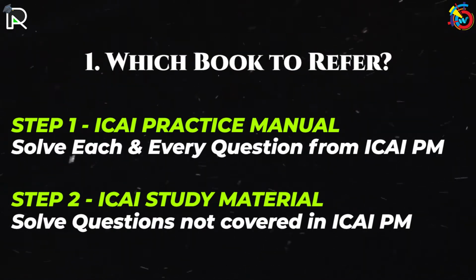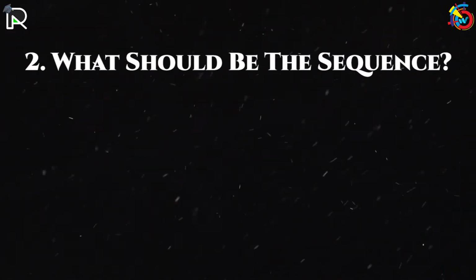That is your practice manual. Other than the questions which are covered already in the practice manual, you solve them. You'll find that almost 70% of the questions of the study material are already covered in the practice manual. So you just solve the balance 30% of the questions not covered in your practice manual, which are there in your study material.